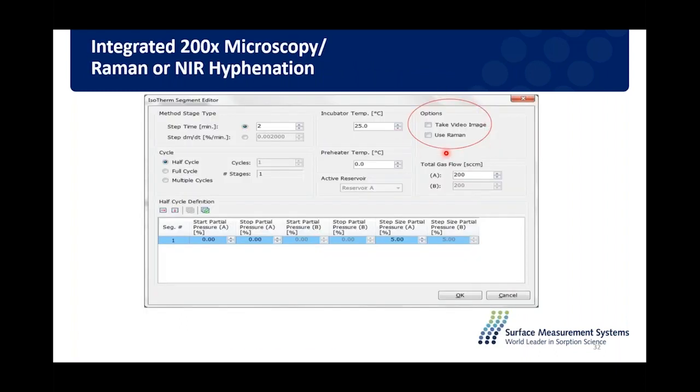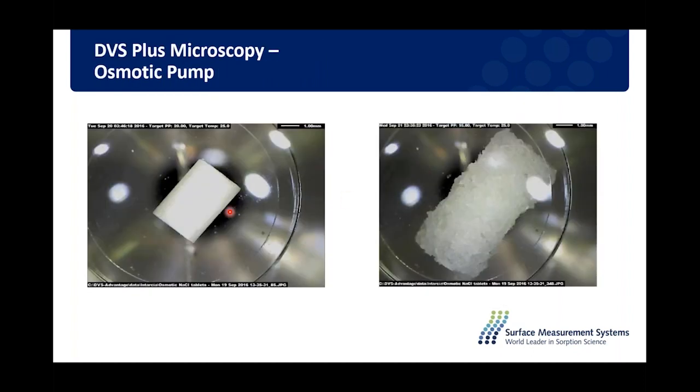As the previous presentation mentioned, you can use DVS in conjunction with things like Raman or video. You can also use near IR. And just to show you a very quick illustration, I won't go over Raman because the previous talk went over that. But here is just looking at a pellet that's used as an osmotic pump delivery system. And this is at 0% relative humidity. This is at 95% relative humidity. You can see a very significant structural and physical change to the sample.